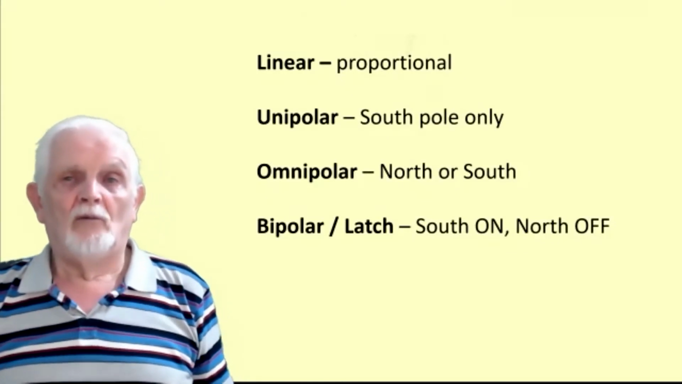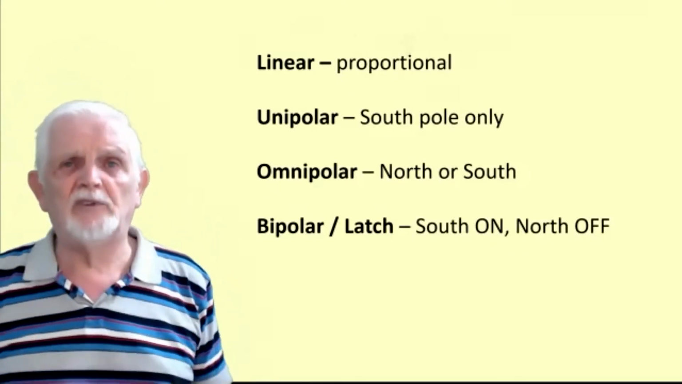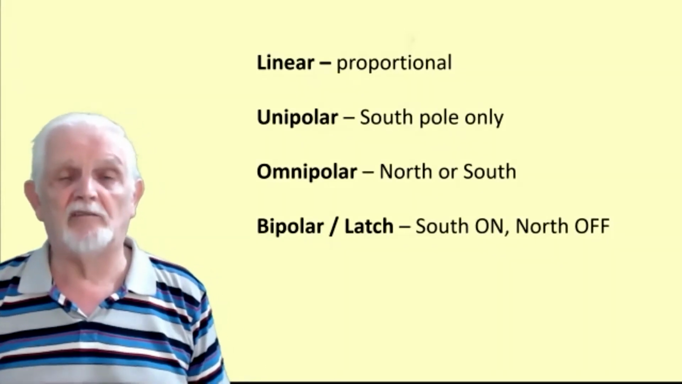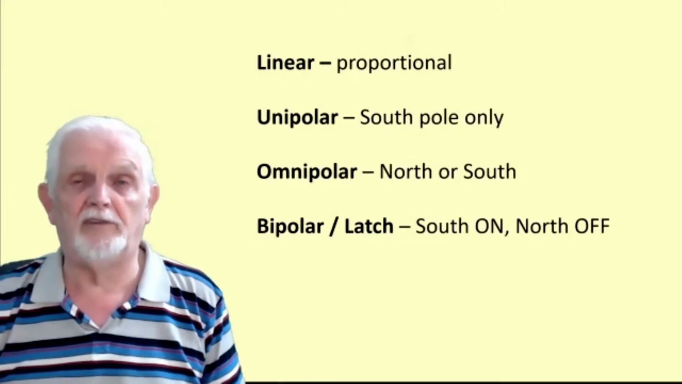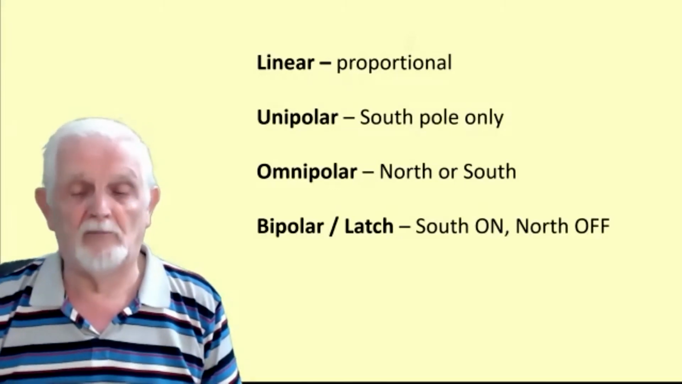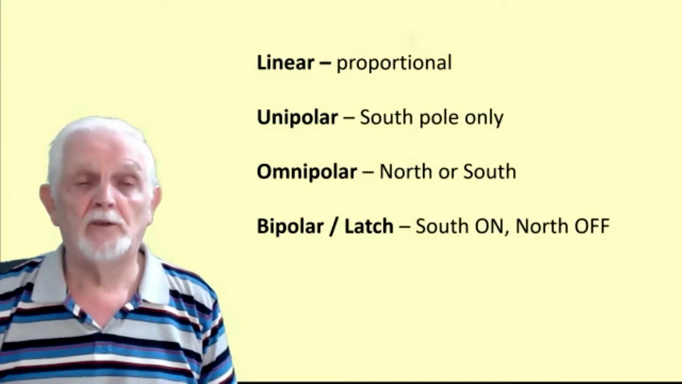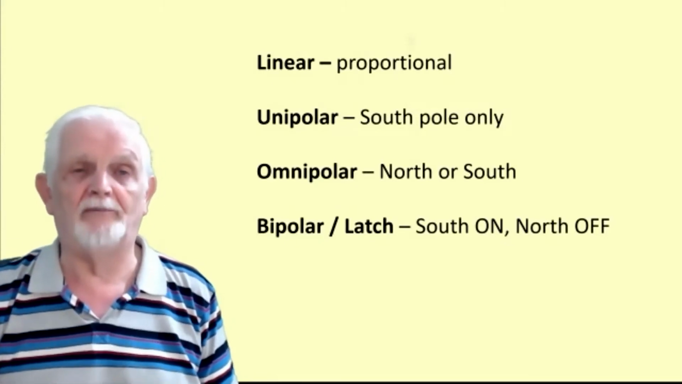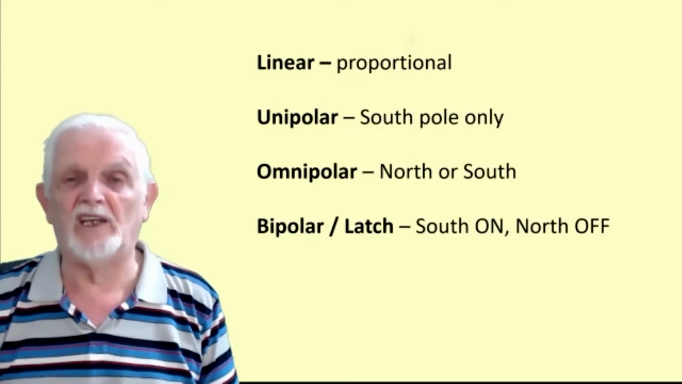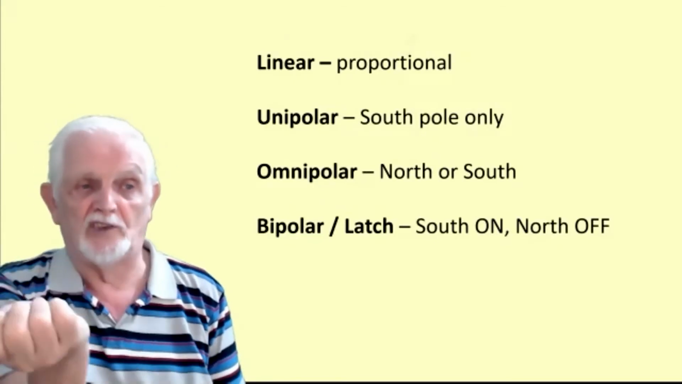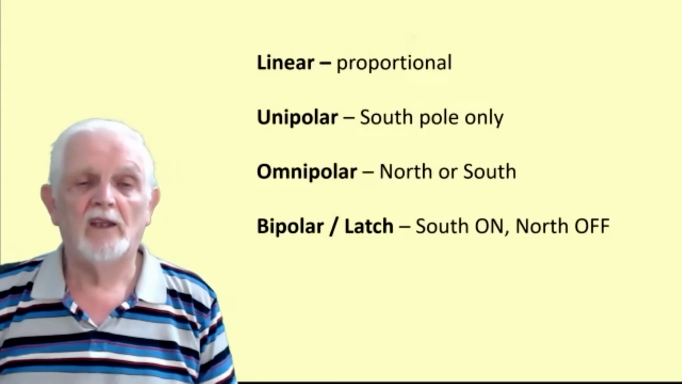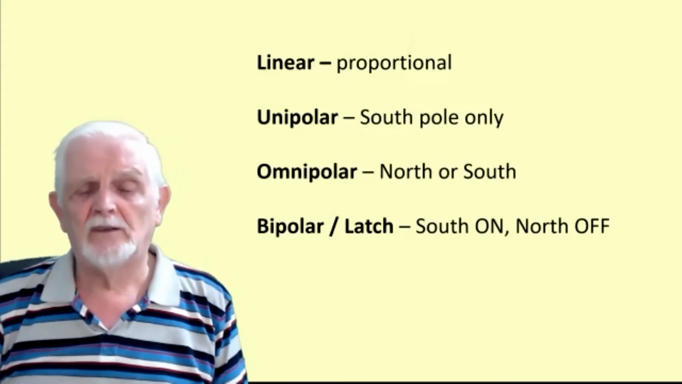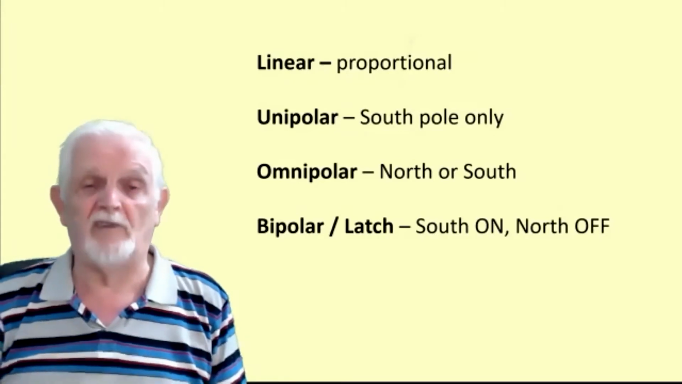Right. When you're buying them, you've got to be careful. There's various ones. The ones that are called linear are proportional, in other words, the voltage out depends on the flux it perceives. Unipolars only operate if you take a south pole of the magnet to them. Omnipolars, as you'd expect, will work whether you put the north pole or the south pole on it. And then bipolar or latch, they're slightly different, but they do much the same thing.